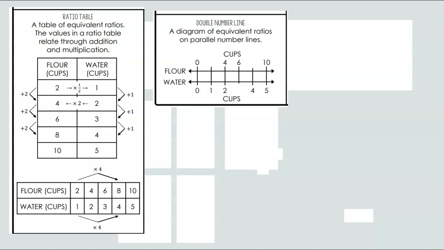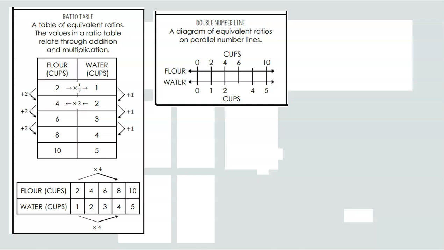Next is a double number line. This is just another version of a table, except you're using 2 number lines stacked on top of each other to show the relationship between the 2 items. Again, to find the missing values, you simply look for the multiplicative or additive relationship between the numbers. We know going from 2 to 1 cup of water, we divide by 2. So again, we're going to do 4 divided by 2, and that gives us that missing value of 2.